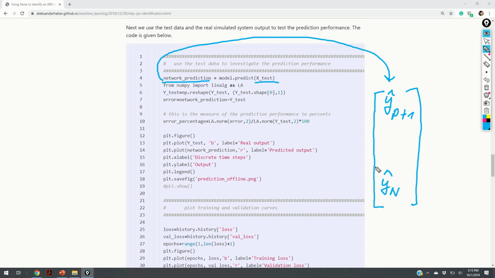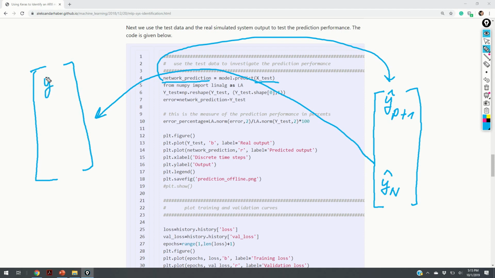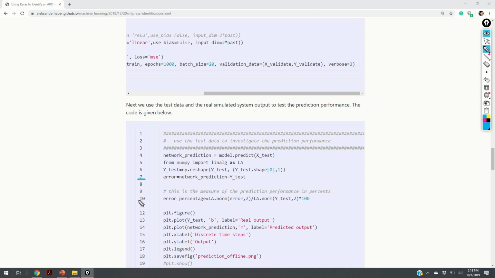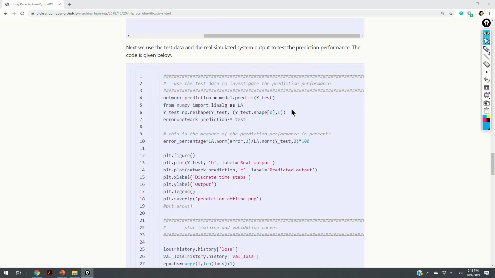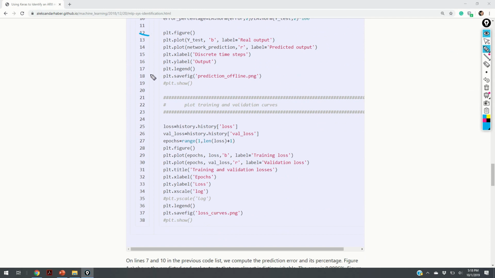Now, we want to compare this predicted output vector with the so-called true output vector that is generated by simulating the original mass spring system using the backward Euler method. The code lines 7 and 10 are used to compute the prediction error. The prediction error is a 2-norm of the difference between the prediction vector and the true vector. Now, code lines 12 until 18 and code lines starting from 25 and ending at 37 are used to plot the true output, the predicted output, and to plot the training and validation history during the training.